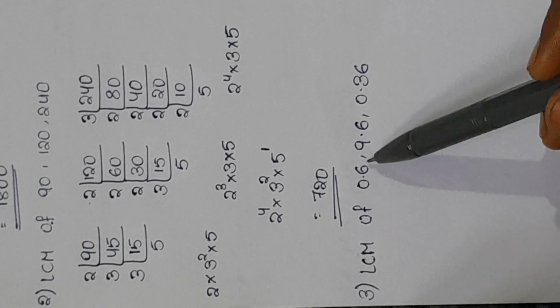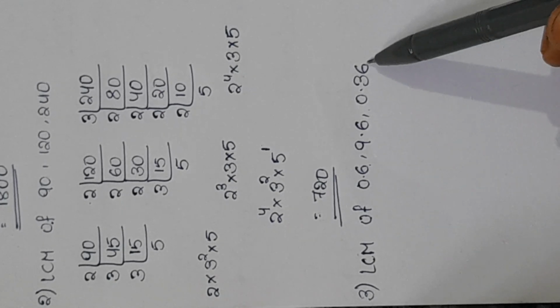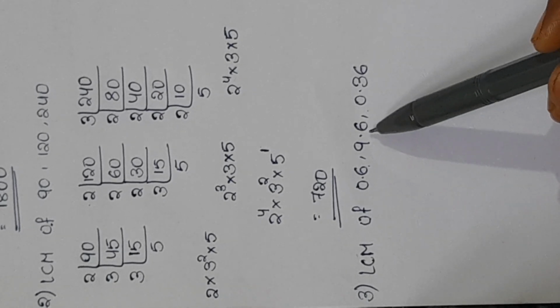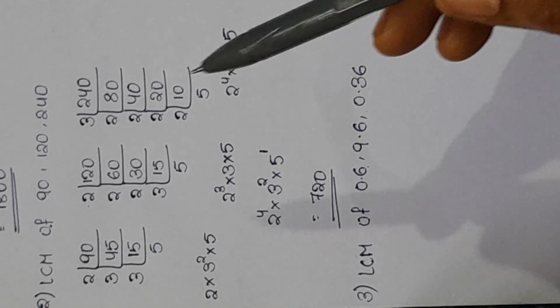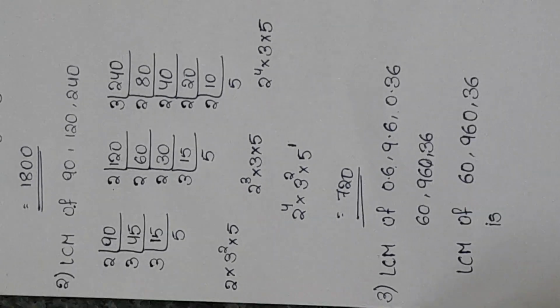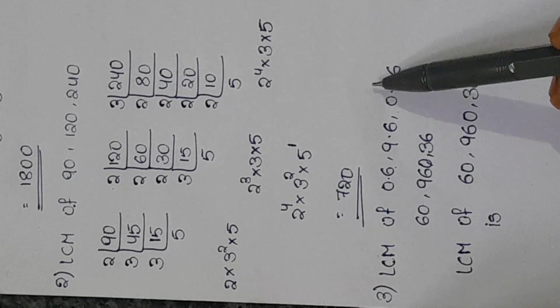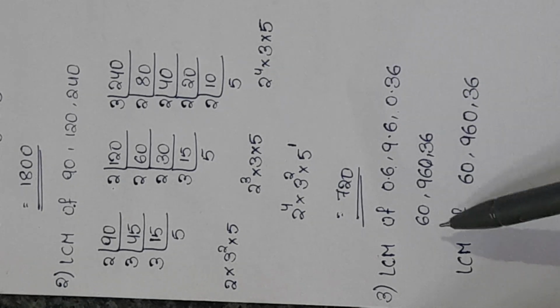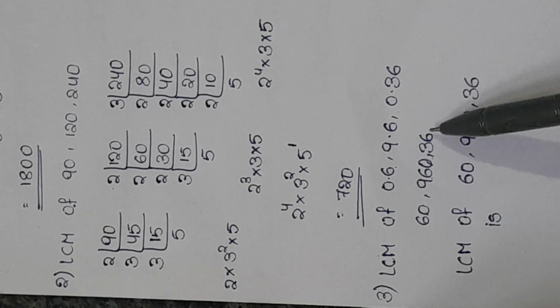Third question is LCM of 0.6, 9.6 and 0.36. In this case, first we need to remove the decimal points. Then we can do it in the first method or in the second method to find the LCM. To remove the decimal point, we should move the decimal point 2 times to the right. Now the numbers are 60, 960 and 36.